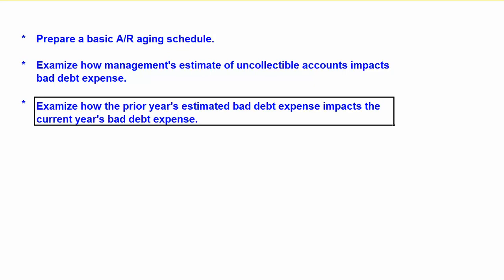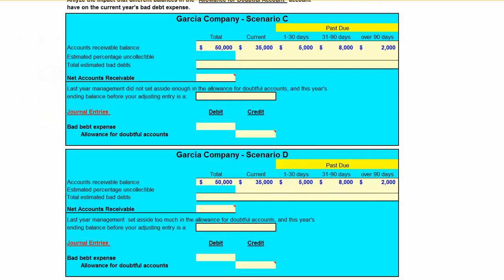Now we're going to examine how the prior year's bad debt expense will impact the current year's bad debt expense. In scenarios C and D, we're using the same estimated percentages for uncollectible accounts. The differences are in our ending allowance for doubtful accounts balance prior to making our adjusting entry. In scenario C, we're assuming we have a $700 debit balance, which means last year management did not set aside enough in the allowance for doubtful accounts. In scenario D, we're assuming a $500 credit balance in the allowance for doubtful accounts before we make our adjusting entry, which means that management set aside more than enough.